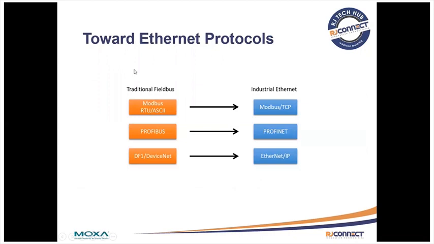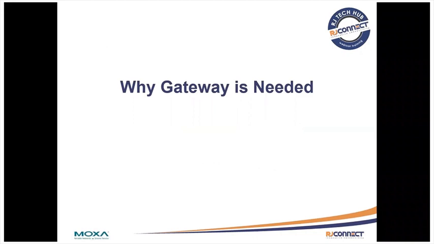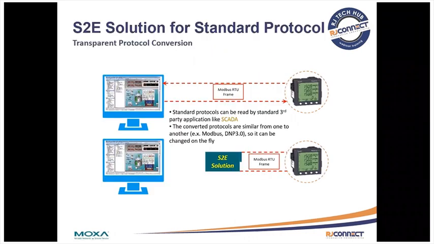Moving from traditional field bus protocols like Modbus RTU, we can see our direct conversion to Modbus TCP, from Profibus to Profinet, and from DF1 or DeviceNet to Ethernet IP. So why then do we need gateways? What purpose does a gateway give us?